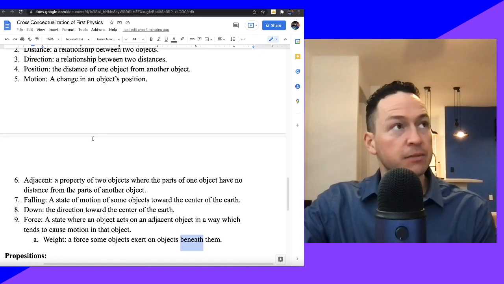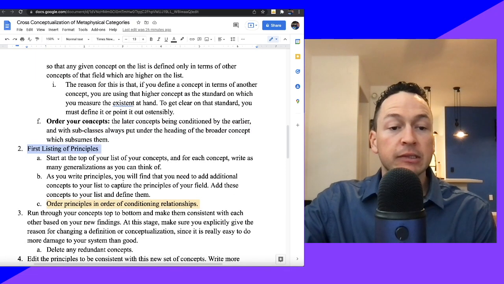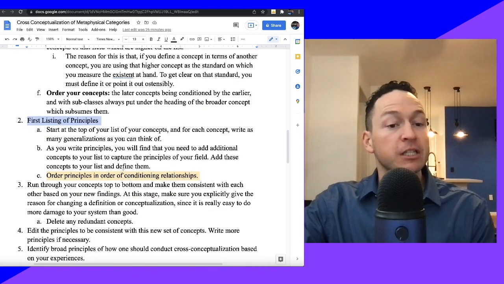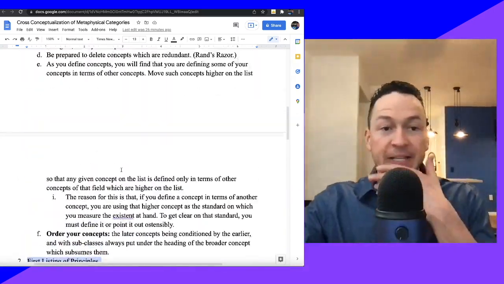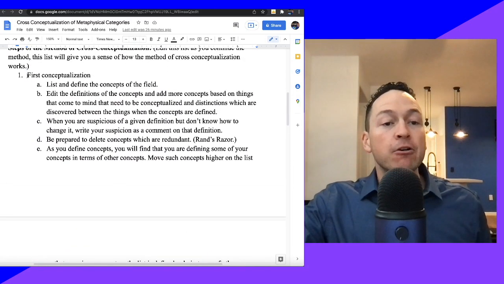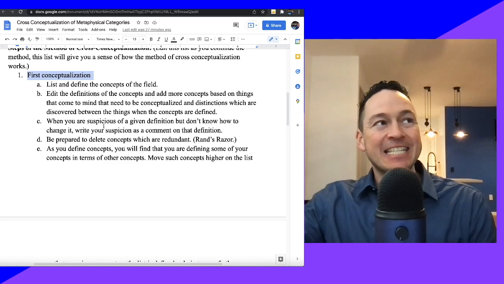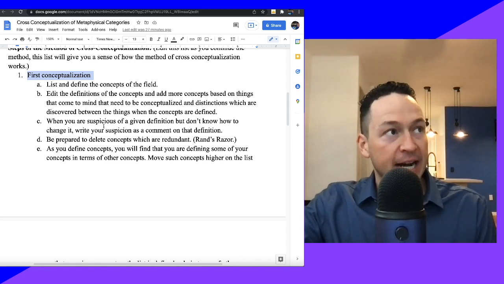Let's start moving into some propositions. Let's look at the first listing of principles. You'll notice there's a bunch of steps that I've put down for cross-conceptualization. We have now completed our first conceptualization. That does not mean we're done forming concepts.